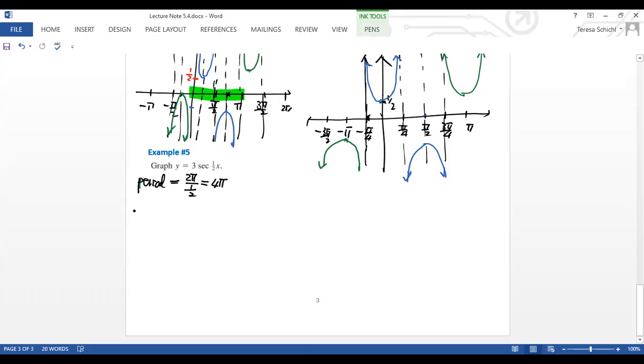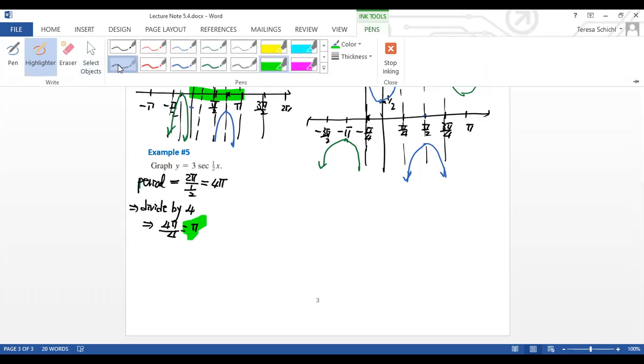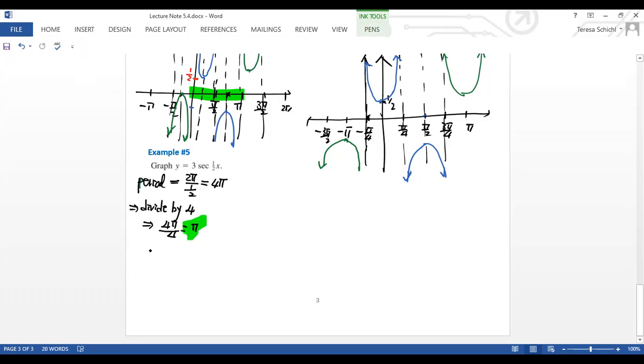Okay, since this is 4 pi, now I need to divide by what? I need to divide by 4. So what is here is 4 pi divided by 4. This is pi. That means each subinterval is going to be pi. Okay, then the next one here, because this is 3, we're going to start at 3 for the y values, right? Okay, so now let's take a look.